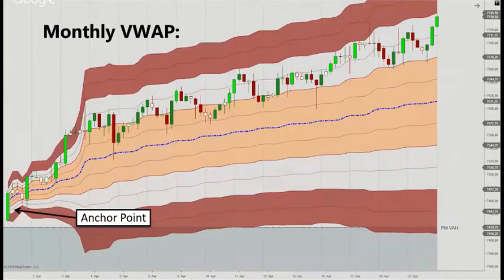Pretty much the same concept here for the monthly VWAP. This is NASDAQ again in a 4-hour chart, now anchored at the start of the month. We see that the month started above the prior value area high, and that the move has continued in an upwards trend, oscillating between the 0.5 and the second standard deviation several times here as support and resistance.